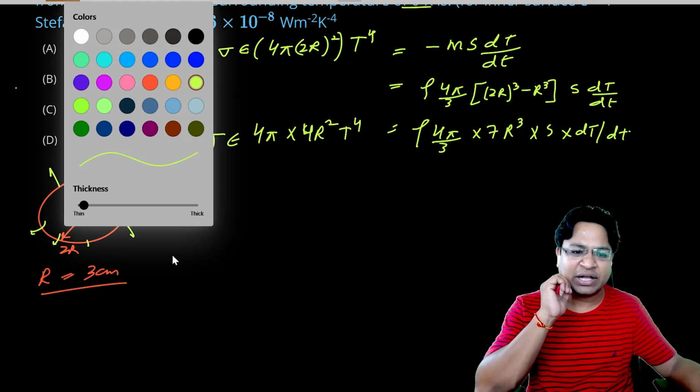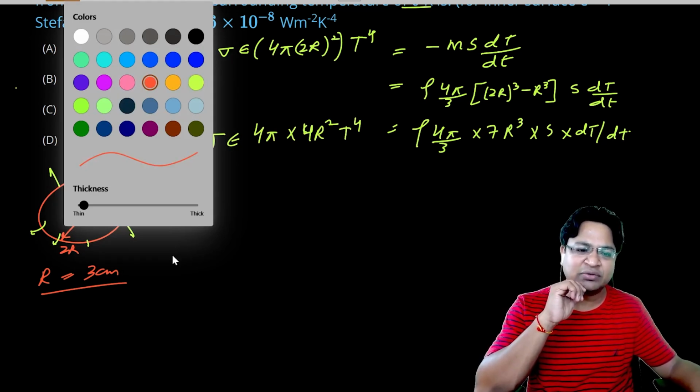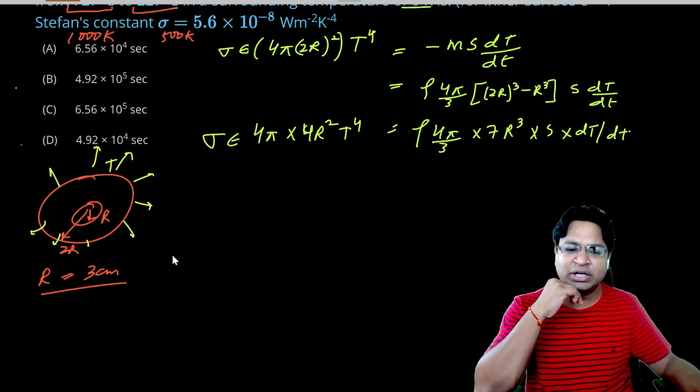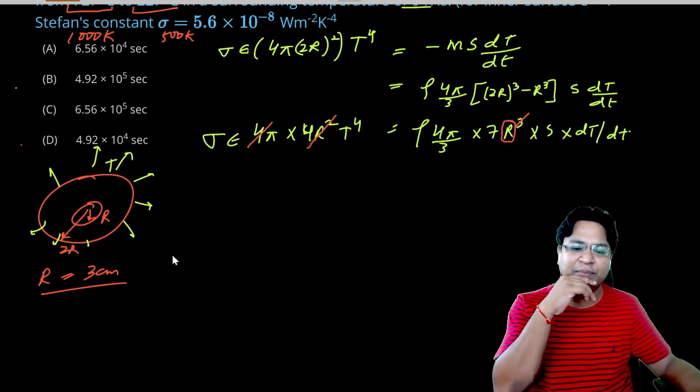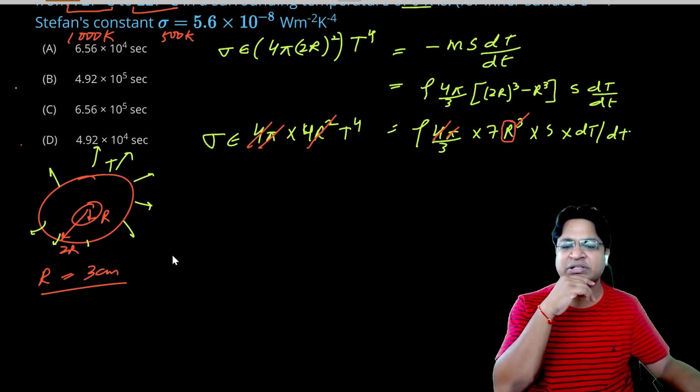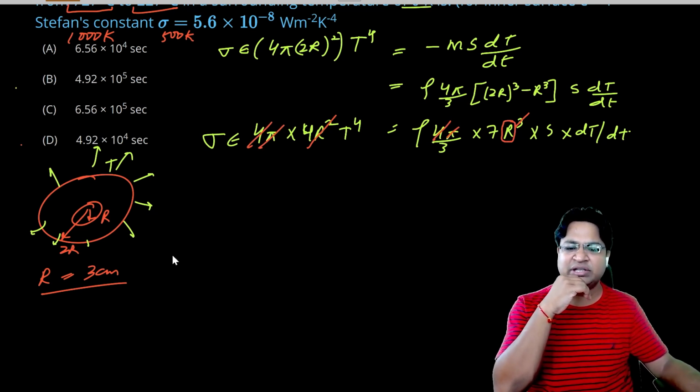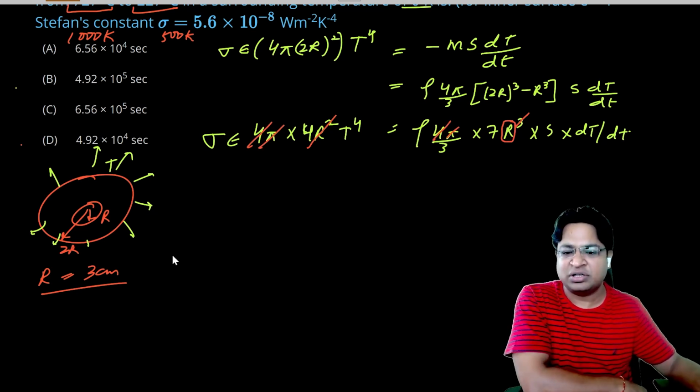Let's see what we can cancel out. Whatever I can cancel out, I'll do it in red color. So clearly this r square will get cancelled and we will have only r left here. The 4 pi we can cancel out totally. I don't see anything else getting cancelled. So let's do the calculations now.